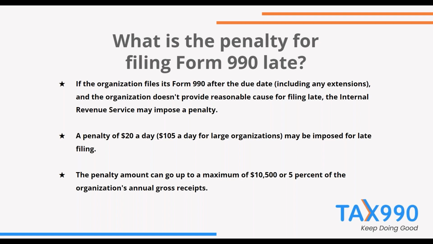Tax990 is unable to assist you in determining what your penalties may be. However, we do provide the option to include a reasonable cause explanation on the return. So if you are running late for filing, we would highly recommend indicating on the 990 series return that you have a reasonable cause explanation and thoroughly explaining why you're filing late.